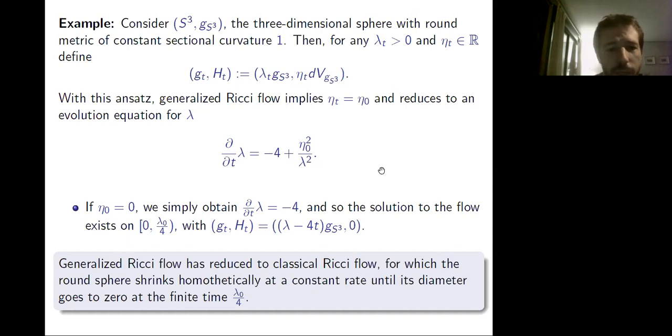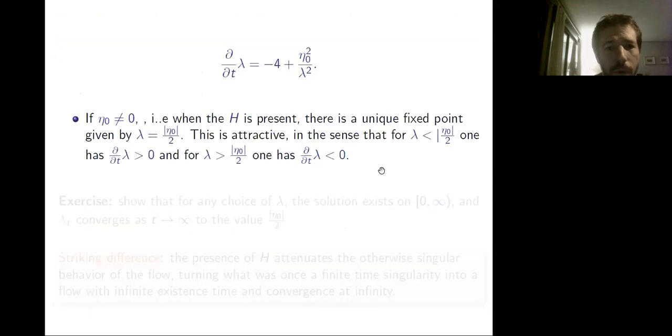So what happens if eta_0 is non-zero? Well, if eta_0 is non-zero, then things become very different. When the three-form is present, there is a unique fixed point given by lambda equals the norm of eta_0 divided by 2, and this is an attractive point. The solutions are going to have a positive partial derivative in time when they are on the left, and a negative one when they are on the right.